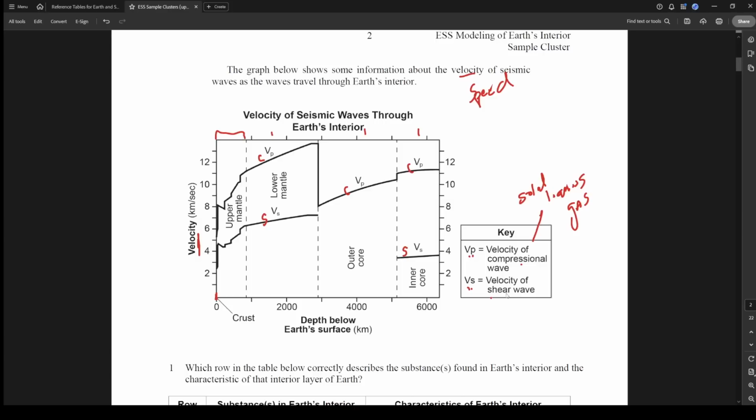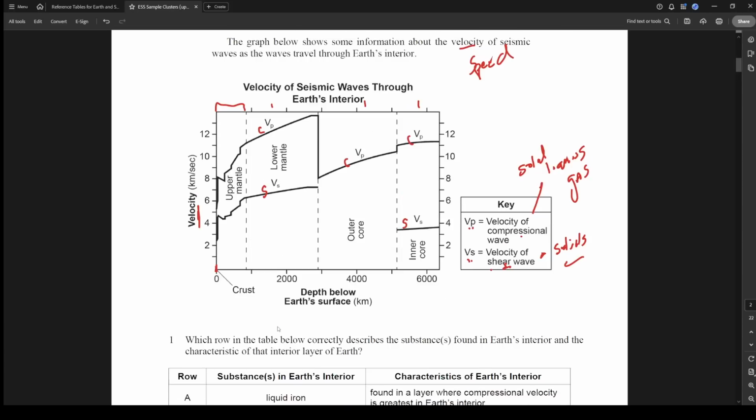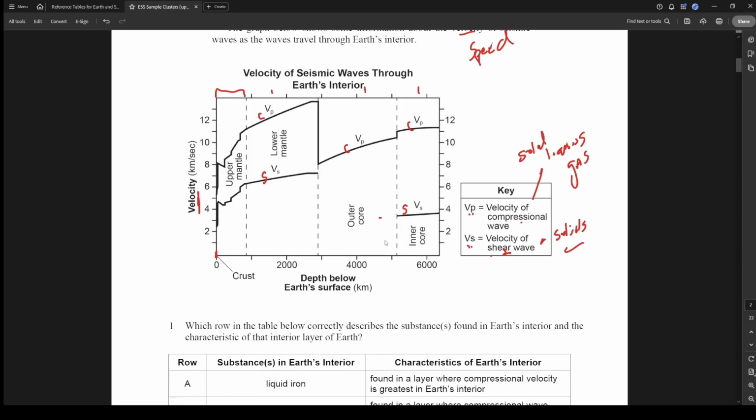A shear wave here is another earthquake wave. These can only travel through solids. So when it hits a liquid, it gets absorbed and pretty much disappears, essentially. So knowing that, we could see that the outer core, it seems like, has no shear waves. The lower mantle has some, and the inner core has some. But the outer core does not have any, which means the outer core is actually a liquid.